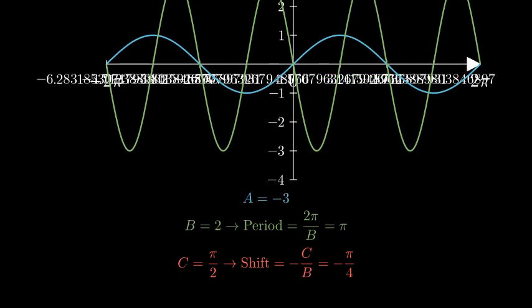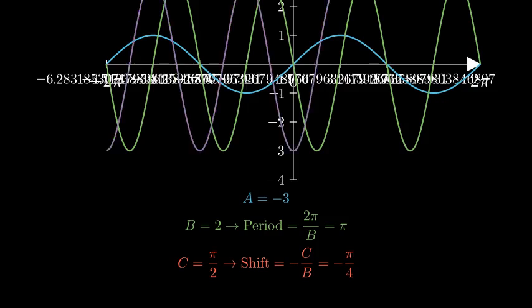Finally, let's analyze the phase shift. In our function, c equals π/2. The phase shift is calculated as -c divided by b. So our phase shift is -π/2 divided by 2, which equals -π/4. This means the function is shifted π/4 units to the left.